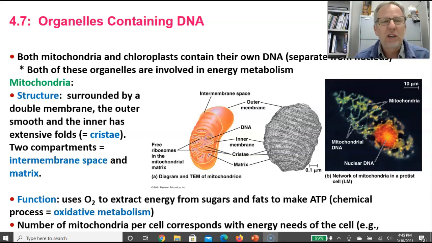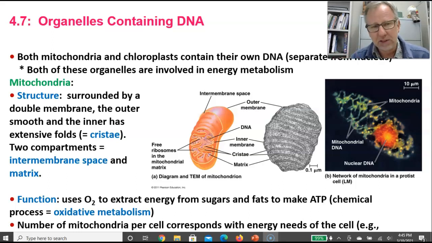So the structure of mitochondria. They're surrounded by a double membrane. There's two membranes, one inside the other. The outer membrane is pretty smooth, kind of like a big bubble going around the whole thing. And then the inner membrane, which is just inside of that, is highly folded back and forth and back and forth. And these folds are called cristae. The reason why the inner membrane is so highly folded is it greatly increases the surface area, to be able to do more energy metabolism.